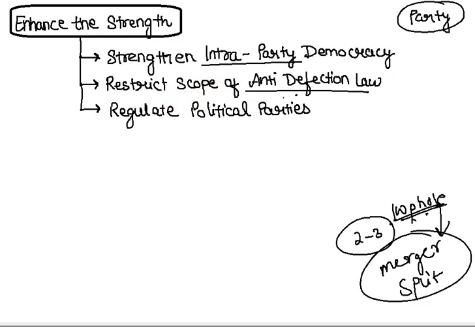And third, you have to regulate the political parties. Such a law should be passed which brings the political parties under the coverage of RTI, the Right to Information. If political parties come under the coverage of the Right to Information, then they have to be accountable for each and every step that they take, and if they become accountable to the public, to the people, then whatever steps they take in their life, they will take very mindfully and very carefully. So these are the steps through which you can enhance the strength of the anti-defection law.